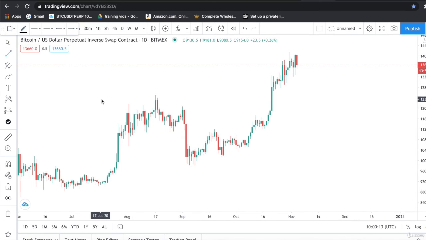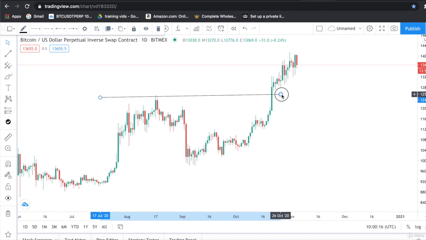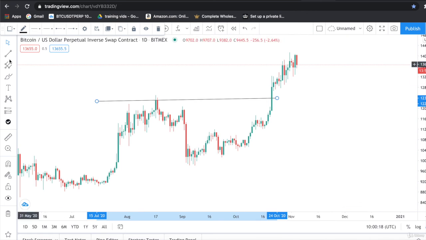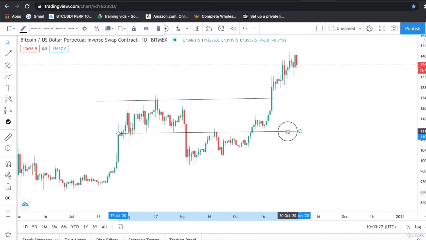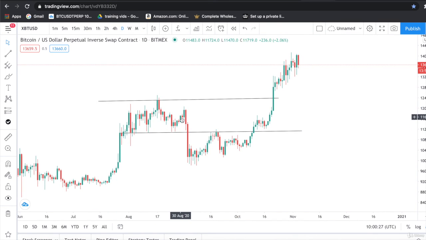This is the resistance level. As you can see, we got multiple rejections upon here. This is the resistance zone and this is the support zone. The price was constantly bouncing back from this zone. Now see, the support zone got broken, which has turned into a resistance.